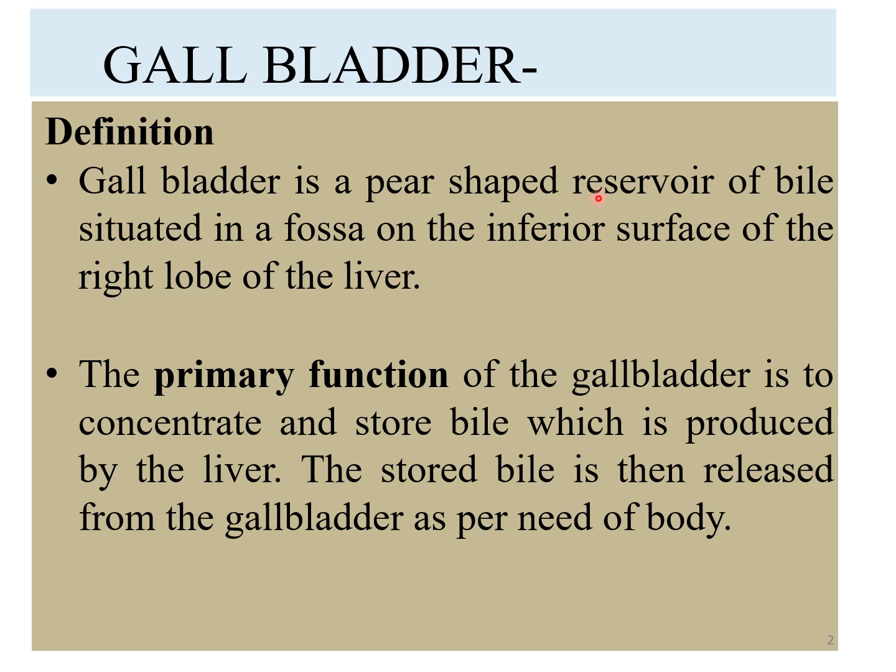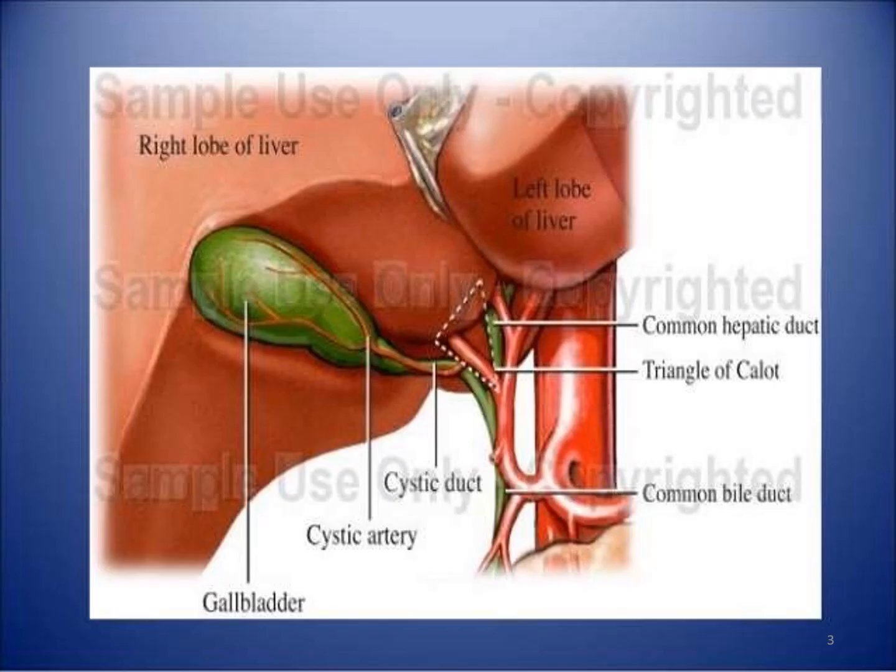It is a reservoir of bile. It is pear-shaped. The primary function of gallbladder is to concentrate and store bile which is produced by the liver. The stored bile is then released from the gallbladder as per need of the body. The primary function of gallbladder is to store and concentrate bile and release the bile into the duodenum as per needs of the body. In this image, you can see the gallbladder.